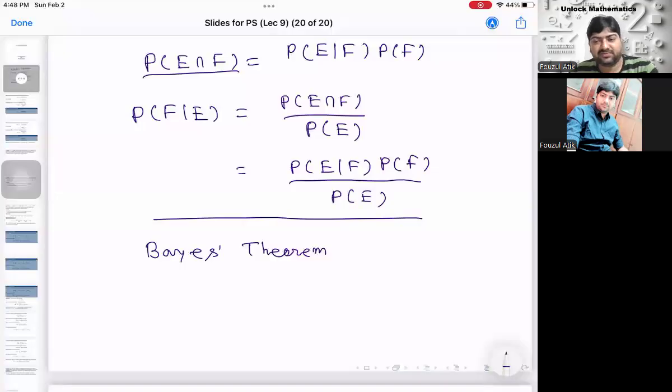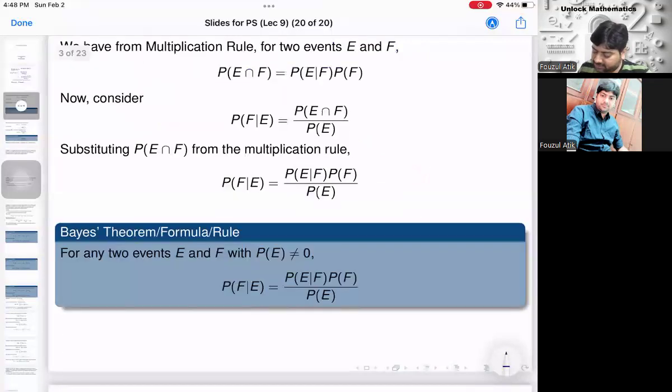Sometimes you call it Bayes formula or Bayes rule, right? How we get it is very easy: it's the conditional probability definition and the multiplication rule. Both together give you the Bayes theorem, right? So we have this formula: P of F given E equals P of E given F into P of F divided by P of E.